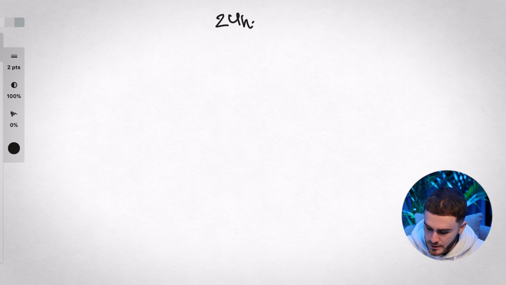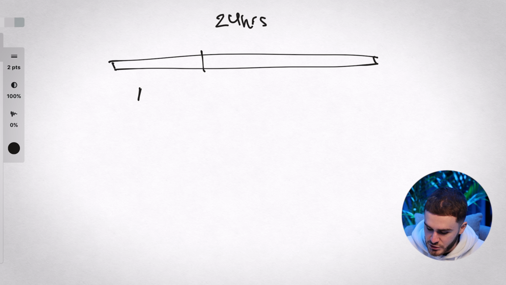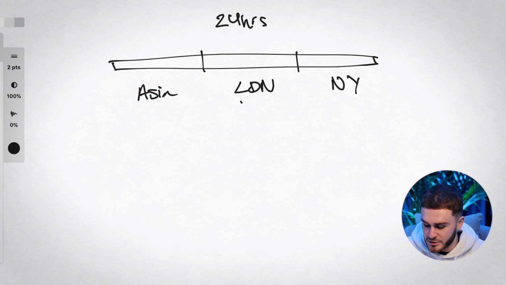Now, one thing you must understand in the day is when are the particular times that price moves the most due to its volume? Well, it's very simple. We've got 24 hours in the day, and we can split that into three main parts. The first part is going to be Asia. The second part is all going to be London. And then the third part is all going to be the New York session.